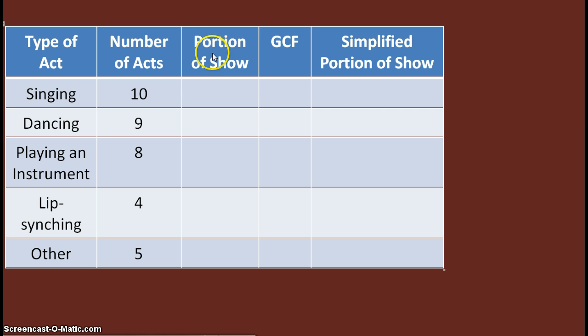Now, the first part that we have to worry about is identifying what portion of the show is each act. This is going to be a fraction because not one single act constitutes the whole show. We'll have each act fall under the category of a fraction.